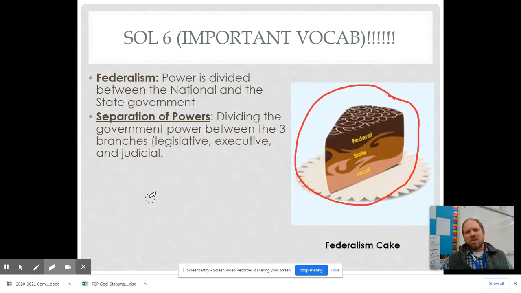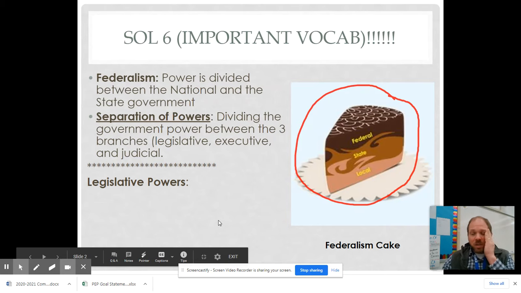Now, our founding fathers that wrote our Constitution, they thought that if we created only one branch of government, that one branch could become like a king, and that's what they were trying to get away from. So their solution to that was to create three separate branches. All right, we're going to go ahead and move on.